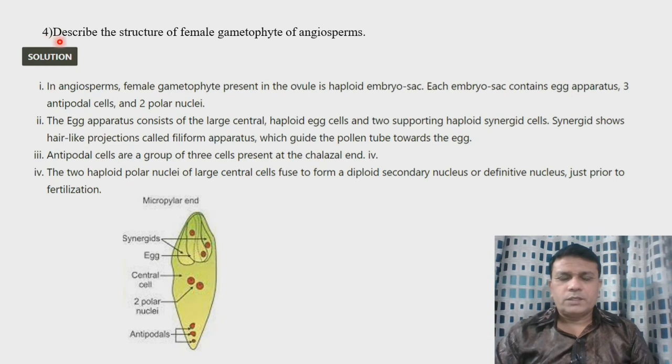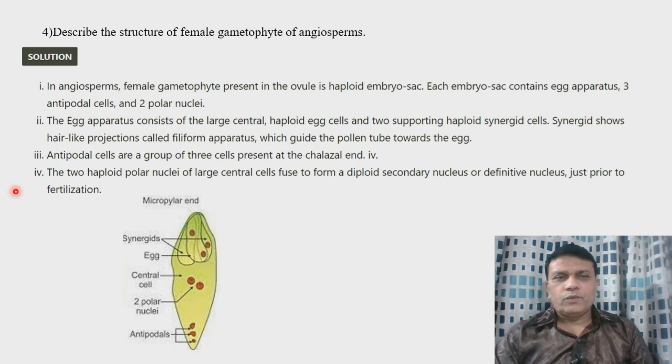Now the next question is, describe the structure of female gametophyte of angiosperms. Now you know that female gametophyte is produced inside the nucellus, and while writing the answer, total 4 points should be written, and each point carries half mark each. Similarly, you should also draw a labeled diagram. As in the notes it is given that draw neat and labeled diagrams wherever they are necessary.